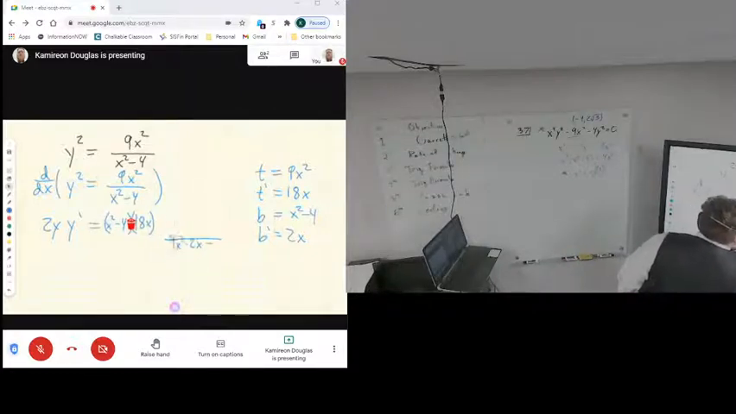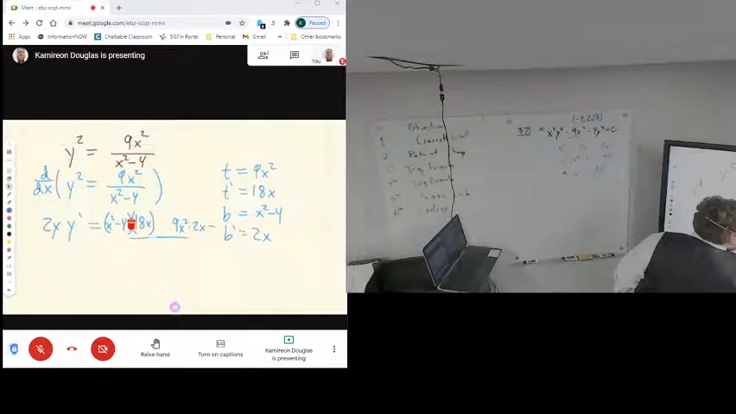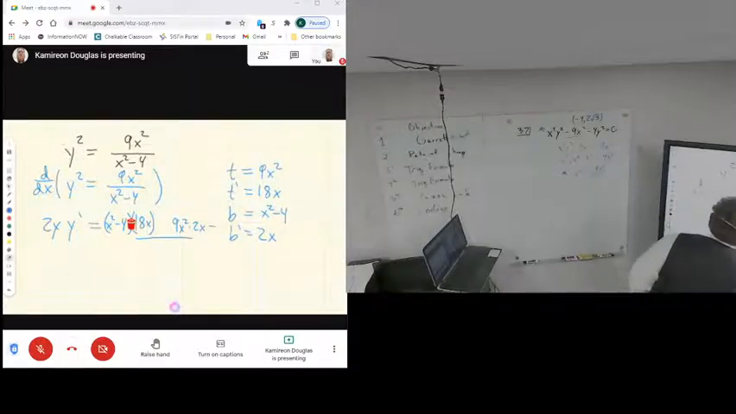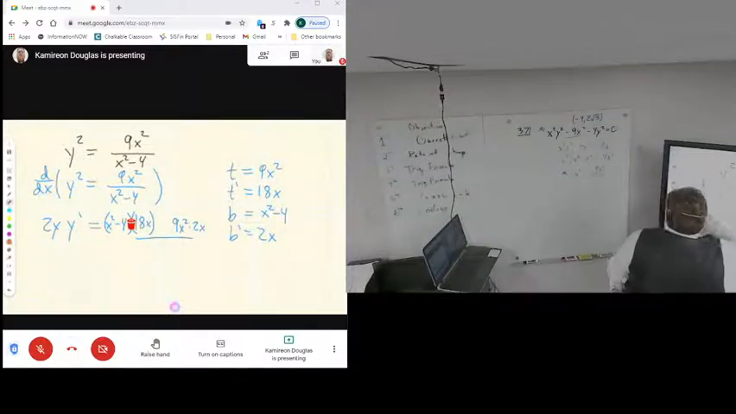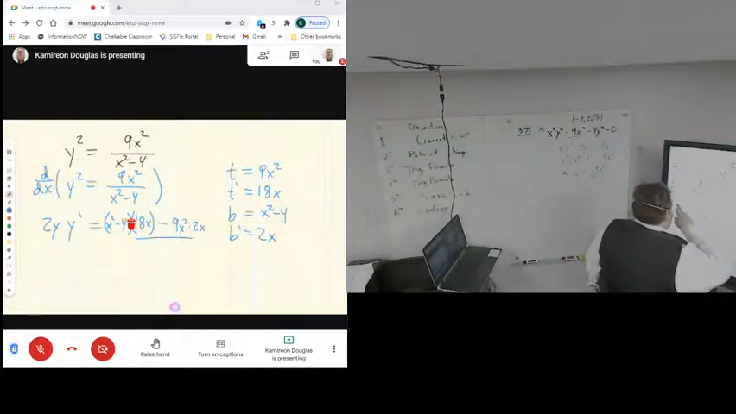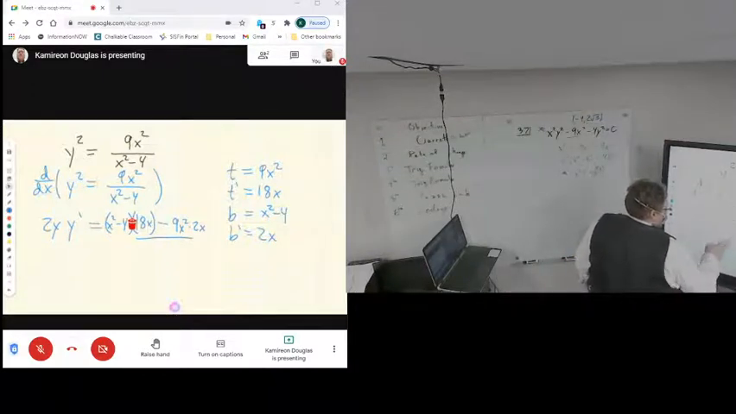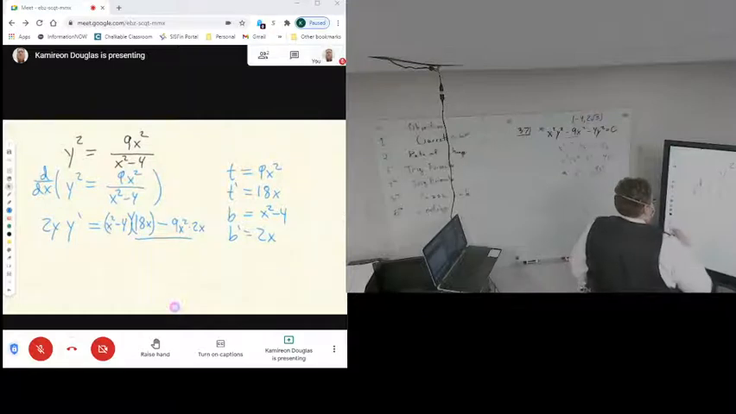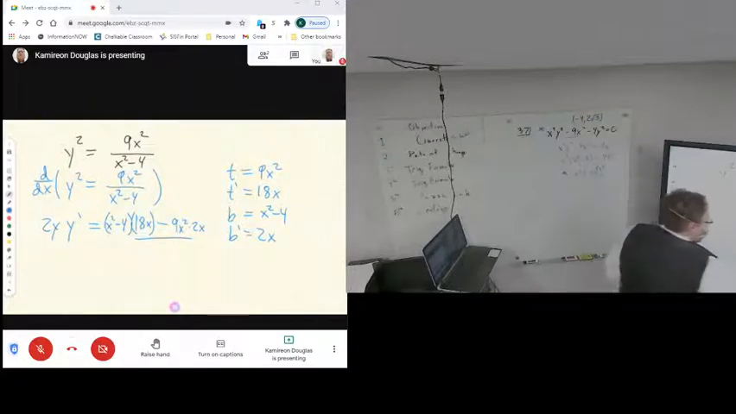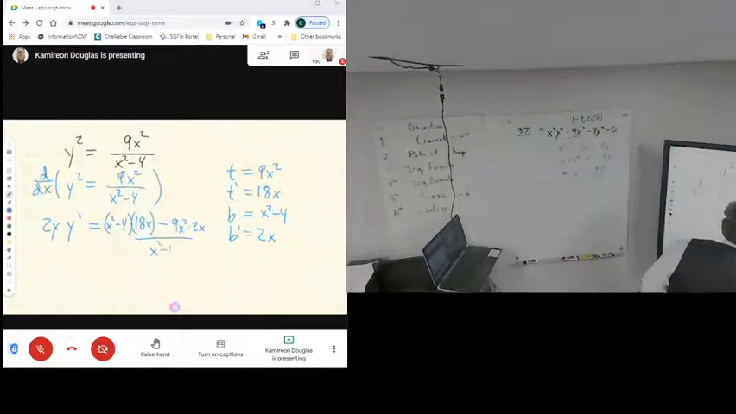Cheating. Not cheating, not trying. Look at that. You didn't make a single mistake. Okay, over the square of what's below. So x squared minus 4.